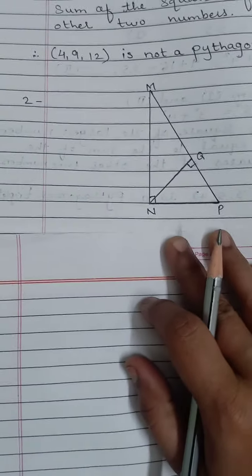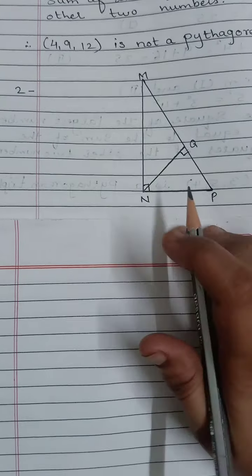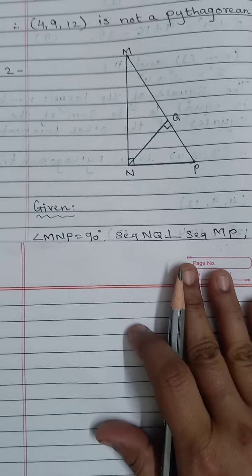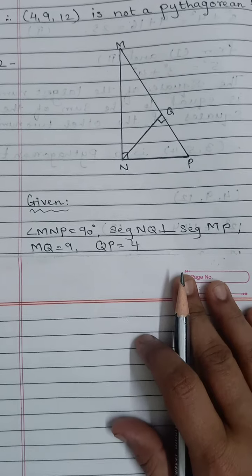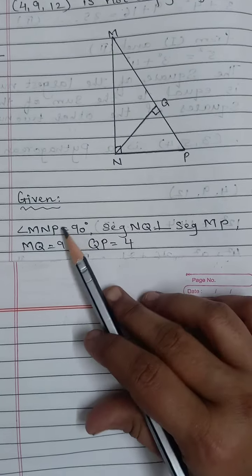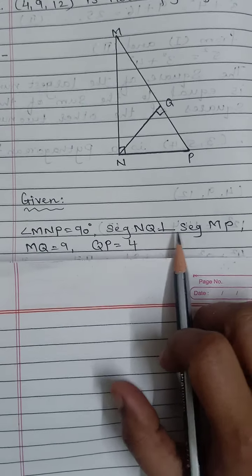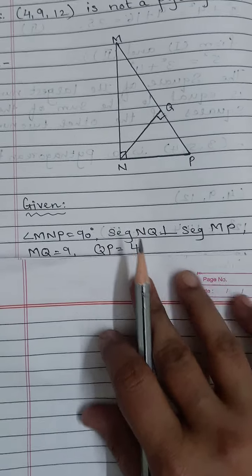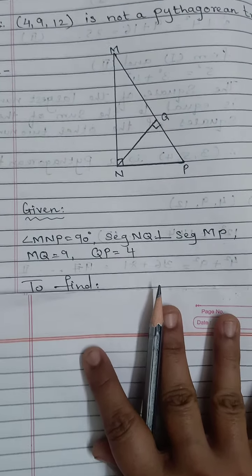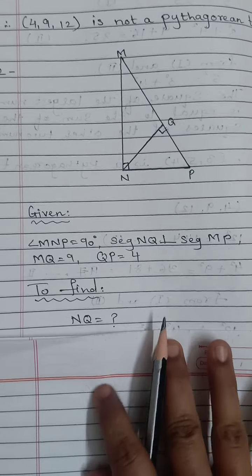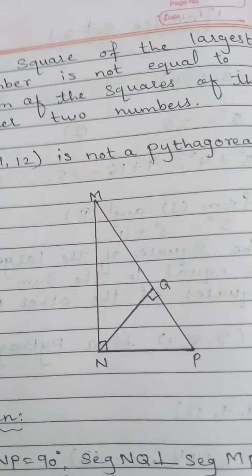Here I have taken the same figure for question number 2, which is already given in the textbook. After that we will write all the given things. Already we have read in the textbook that angle MNP is 90, segment NQ is perpendicular on segment MP. Then the value of MQ is 9, QP is 4. Then we will write to find. So we have to find the value of NQ. Now we will see the solution.